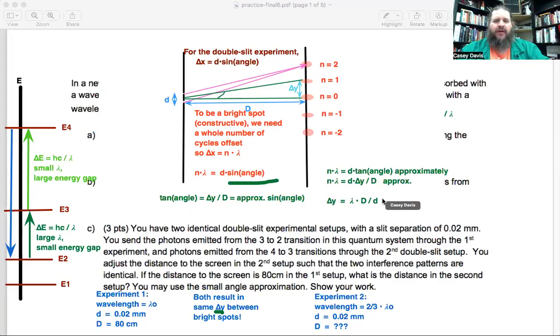And realistically, they're not all going to be exactly the same distance. The distances get a little bit more spread out as you get further from the center. But if we're talking about close to the center, using the small angle approximation, the bright spots will be evenly spaced, or very close to evenly spaced. And lambda times big D over little d tells you the distance between adjacent bright spots.